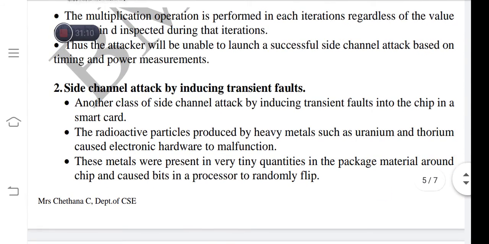So here what happens? The radioactive particles produced by heavy metals such as uranium and thorium cause electronic hardware to malfunction. It makes the hardware malfunction due to the induced faults. These metals were present in very tiny quantities in the package material around the chip and caused bits in a processor to randomly flip. This is how it malfunctions. It flips the bits in a processor randomly.